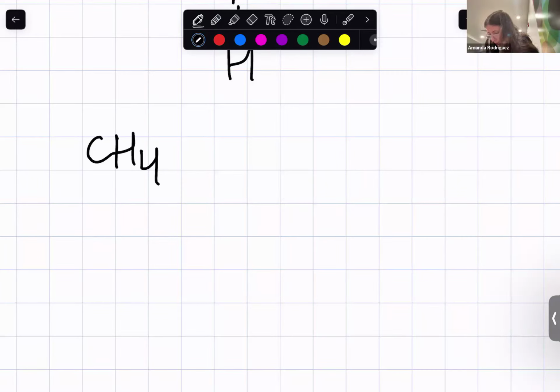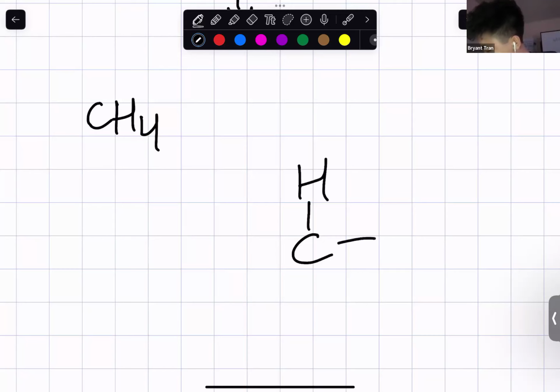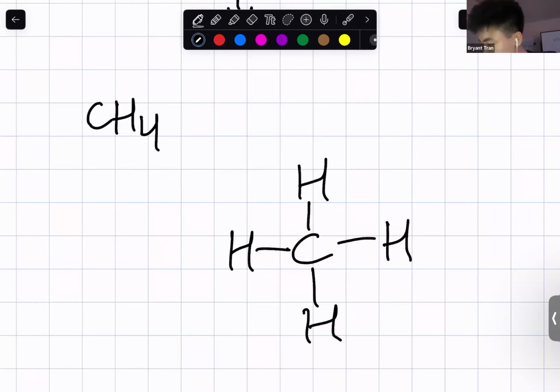Okay, so CH4. We first draw where each thing would be. So C with 4 H's around it. And then for the valence electrons, there's 4 plus 4 is 8. The lines, and then that's it.